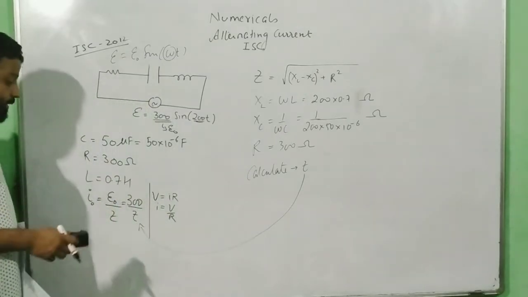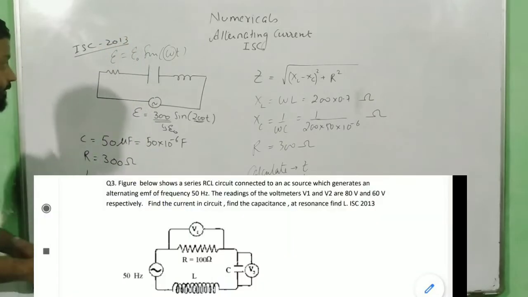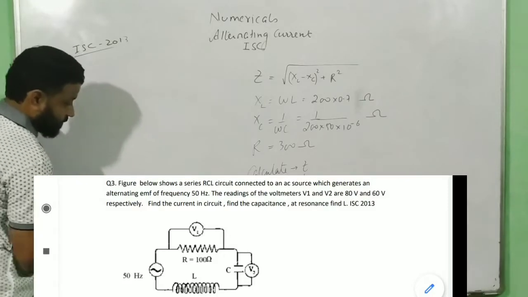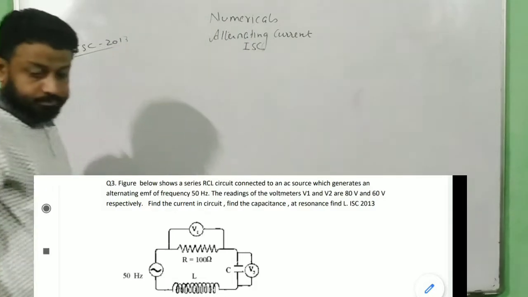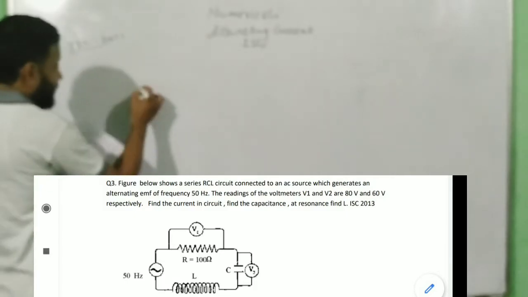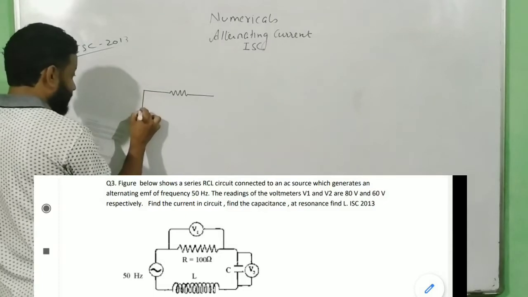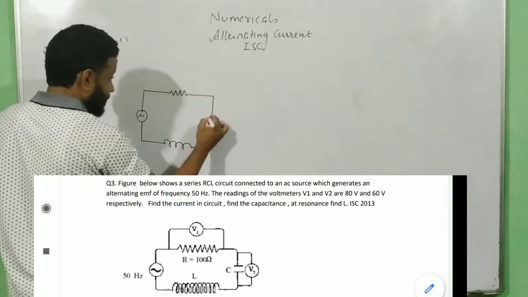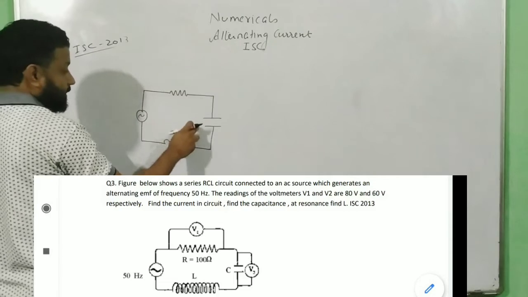Moving ahead, question number 3, and that is of the year 2013. In 2013, the question appeared in the form of a diagram, and so these three are in series, the R, the C and the L.